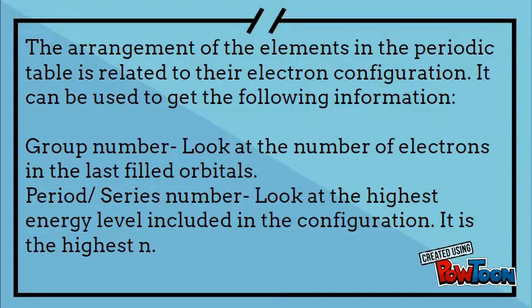The arrangement of the elements in the periodic table is related to their electron configuration. It can be used to get the following information: group number. Look at the number of electrons in the last filled orbitals. Period or series number. Look at the highest energy level included in the configuration. It is the highest n.